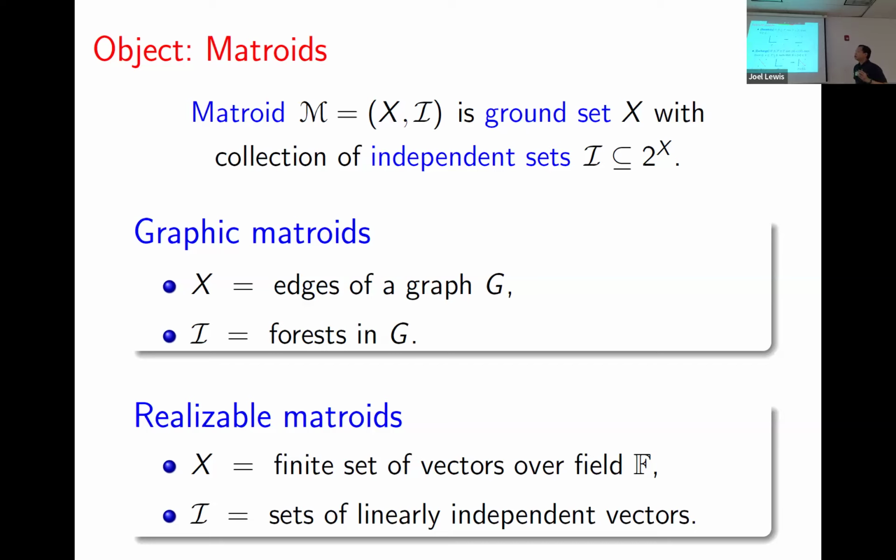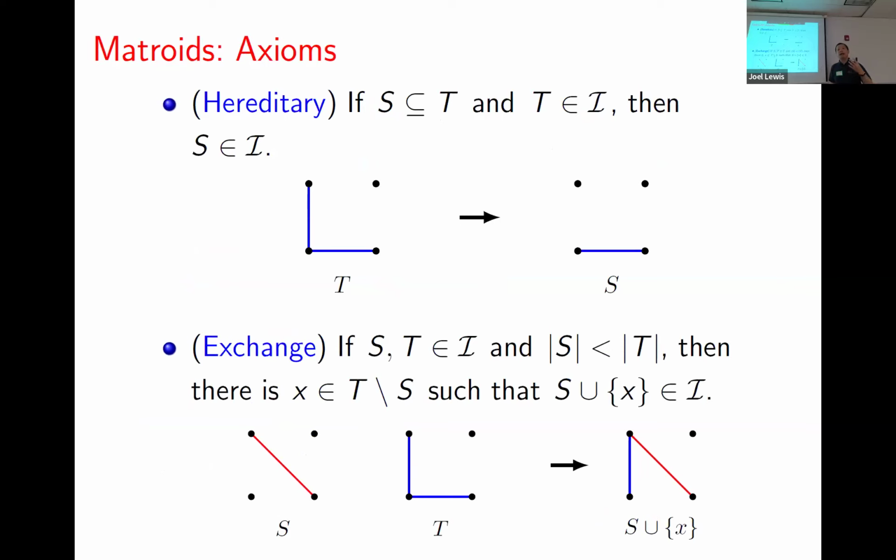And here are the two axioms, the two properties that all matroids need to satisfy. The first one is called the hereditary property, or the subset property, which says that any subset of an independent set is again independent. For example, this is a forest, so it's an independent set. Remove any edges, and the resulting set is again independent. In a different language, this means that every matroid is actually an abstract simplicial complex.